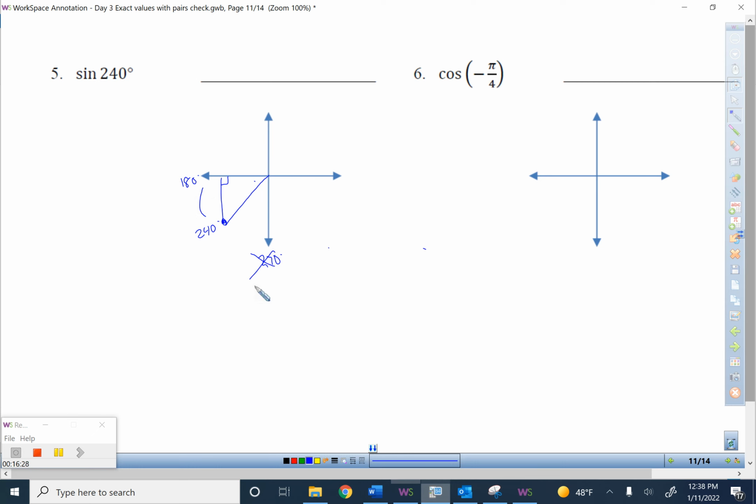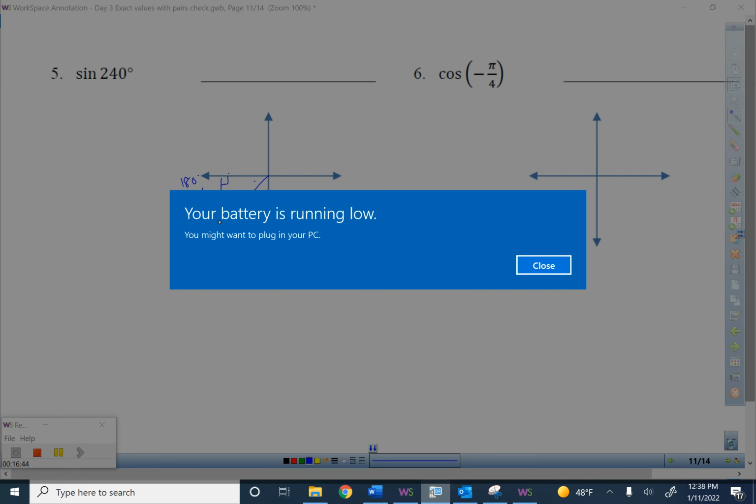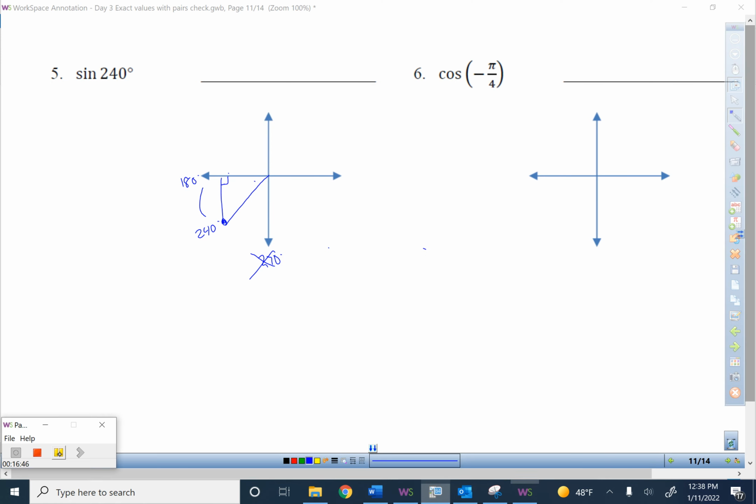I don't need this 270. Remember how I told you that this right angle is always on that x-axis? We're going up always, or we're going to the x-axis. Same thing here. We're always going to compare it to the number at the horizontal piece. We won't use those. With that in mind, we're going to take 240 minus 180 to get there, and that is 60 degrees.